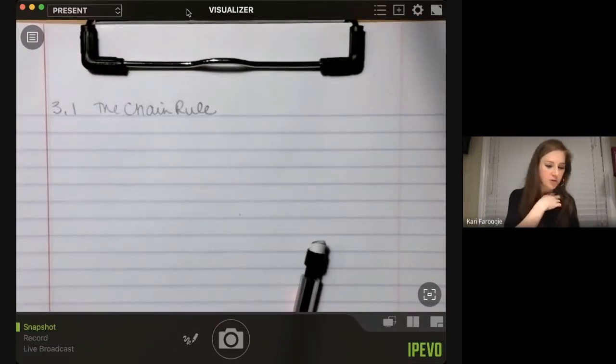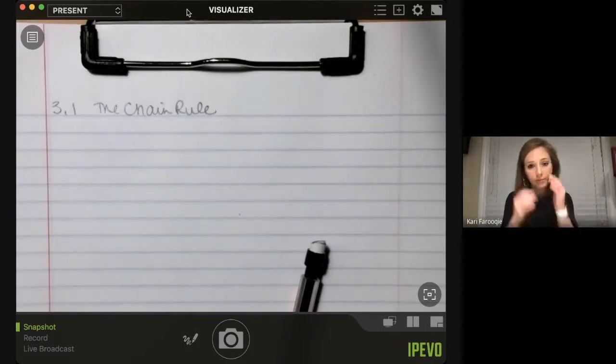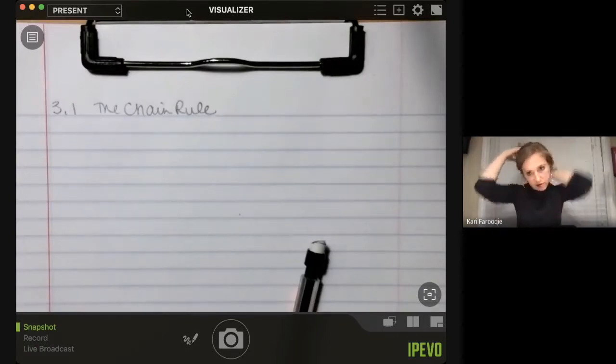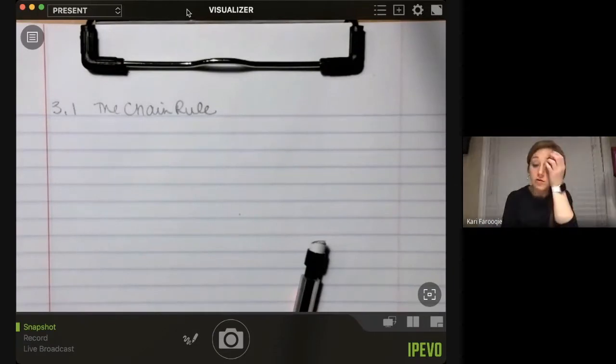So far we've talked about finding simple derivatives. Today we're going to focus on finding the derivatives for composite functions, which requires the chain rule. You're going to be using this a ton to find your derivatives.